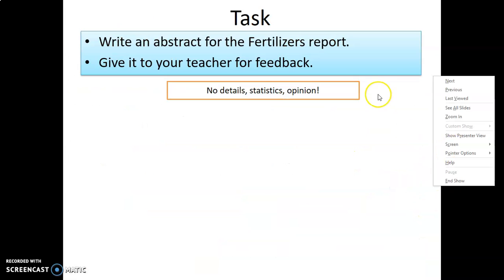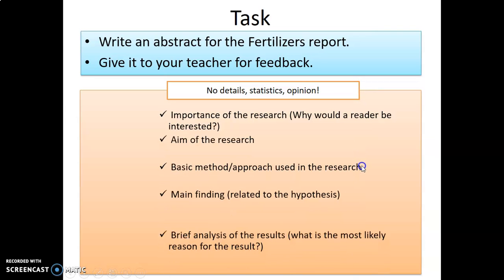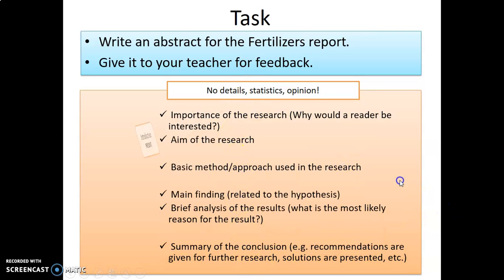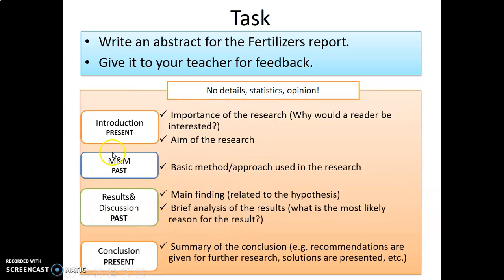All right, and now what you need to do, you need to write an abstract for the fertilizers report. And remember, because it's a summary of the report, you should not include details, statistics, or opinion, or any new information. And you need to make sure you mention these things and take them from these parts of the report. The introduction part you write in present, methods and materials in the past, discussion and results in the past, and conclusion in present. You can look at the sample report abstract and see the verbs and which tenses they are used in.